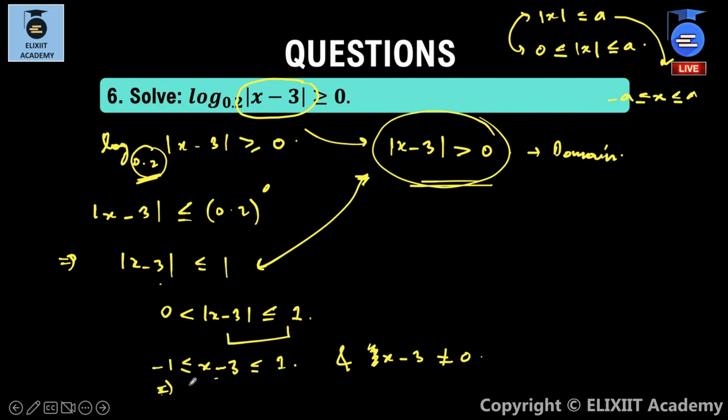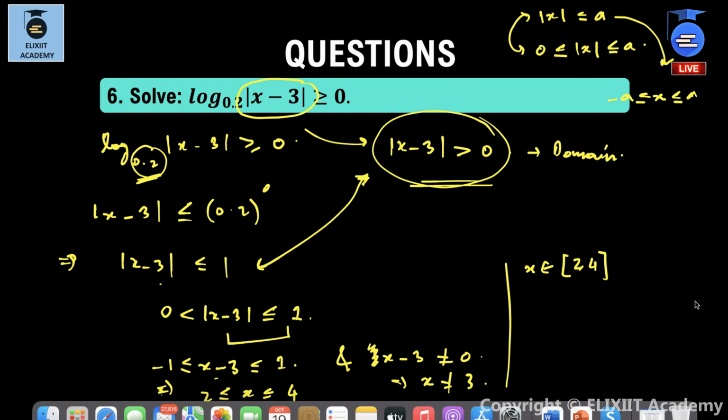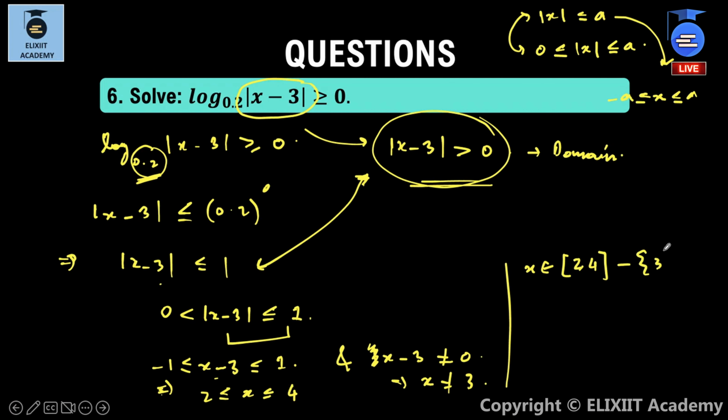x minus 3 lies between minus 1 to 1. So add 3 on all three sides, because we need the values of x. Here we add 3: minus 1 plus 3 is 2, and 3 plus 1 is 4. x lies between 2 and 4 and x is not equal to 3, which means x belongs to the closed interval 2 to 4 except 3. This is the solution of this inequality.